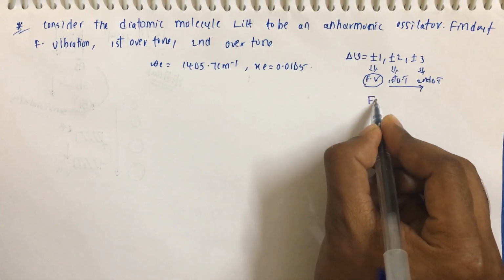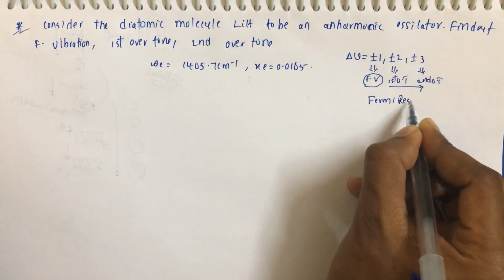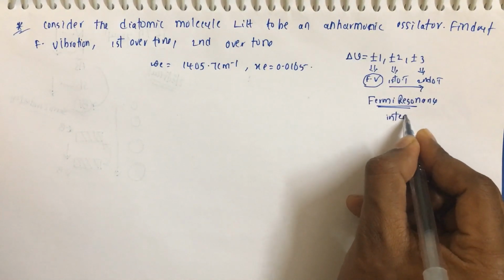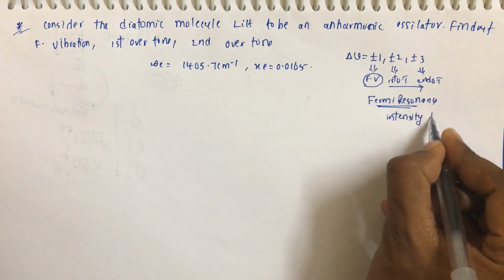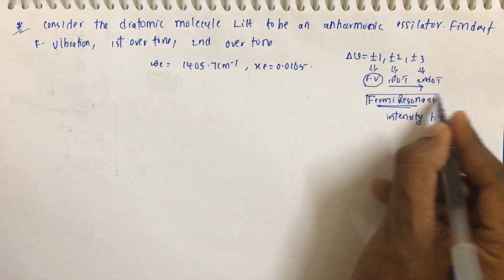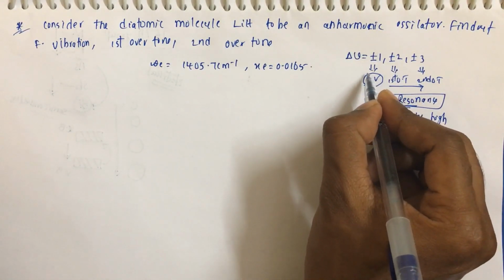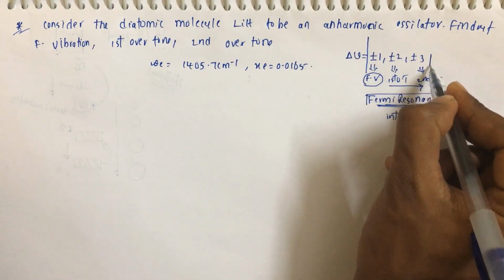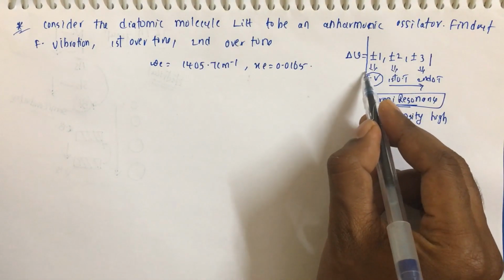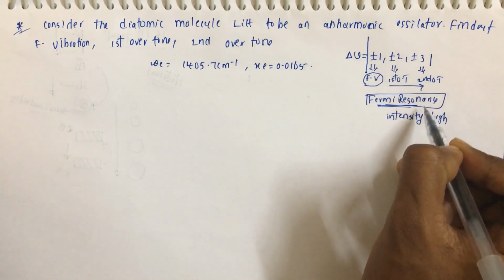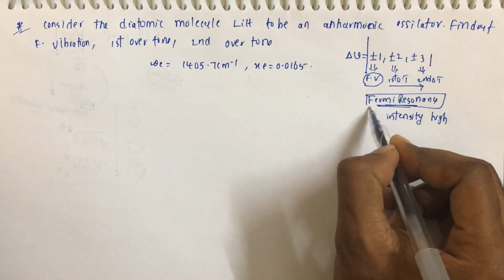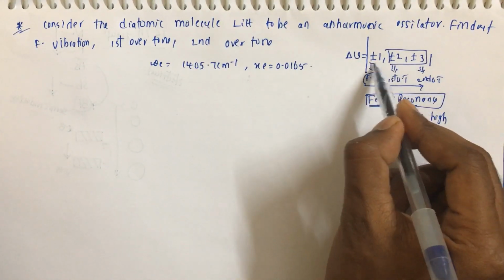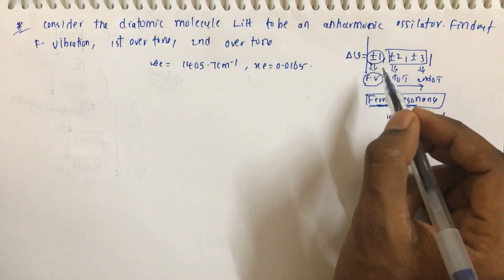And one more band we have, that is the Fermi resonance. This Fermi resonance increases the intensity of the higher intensity band. So when we have Fermi resonance, the fundamental band intensity increases further, and the second overtone intensity decreases. So Fermi resonance increases the high intensity band even more, and it decreases the less intense bands, the first overtone and second overtone.